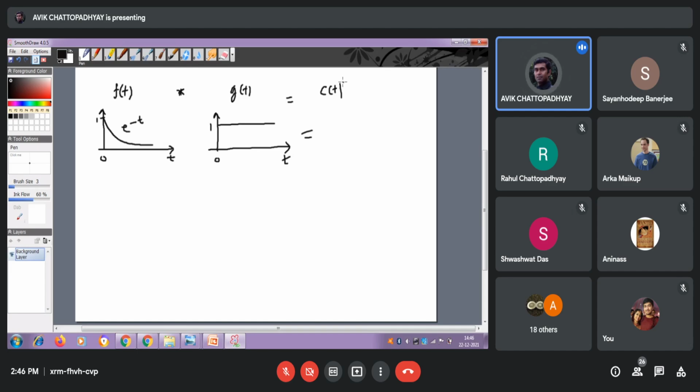Always remember one thing: this c of t is basically the area under the product of the two functions, in the sense that I just mentioned. It is the area under the curve, and the curve means the product. Finding the product is possible only when there is overlap, only when there is a common portion. Otherwise there is no sense in finding the product, since multiplied by 0 always gives 0.